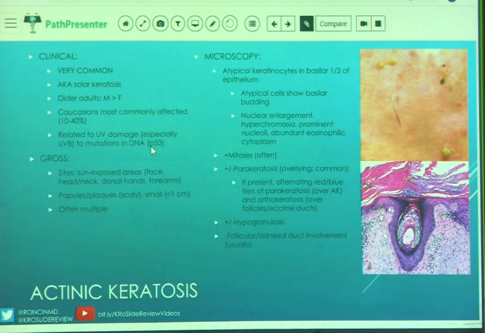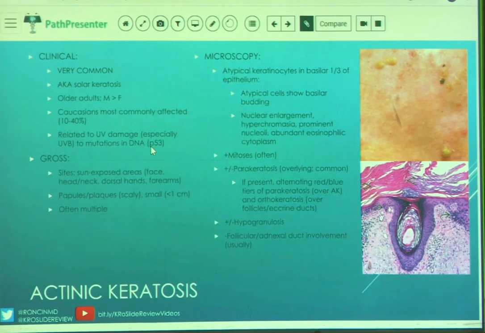And again, another very common thing. This is also known as solar keratosis. It occurs in older adults, men more than women, probably because guys may be out mowing the lawn and stuff like that. So think arms, ears, nose, and Caucasians and fair-skinned individuals are more commonly affected.